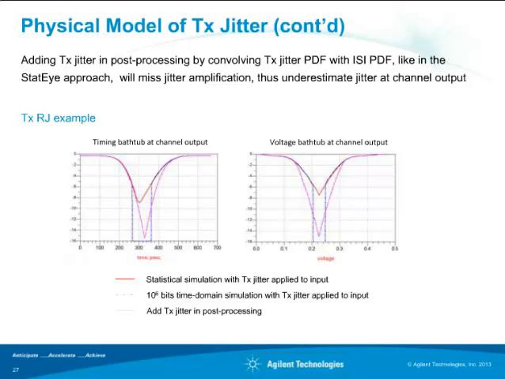Here I show an example of Tx RJ. In the plot, the blue lines show the BER from a bit-by-bit simulation running a million bits with a PRBS31 pattern.